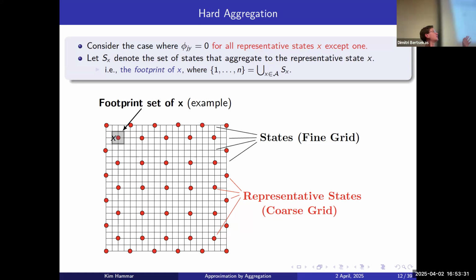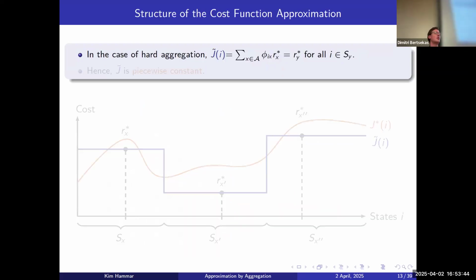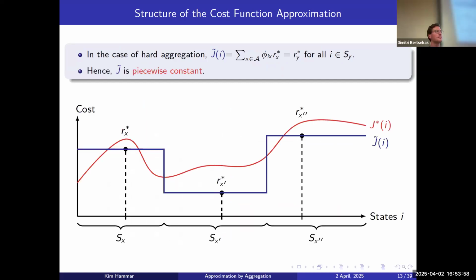And if you now look at this definition of the aggregation probability in hard aggregation, and then you plug that into our interpolation formula, then it becomes quite clear that all of the states that are in the same footprint set are going to have exactly the same approximate cost in J tilde. So in other words, J tilde is going to be piecewise constant, as shown in this figure here.